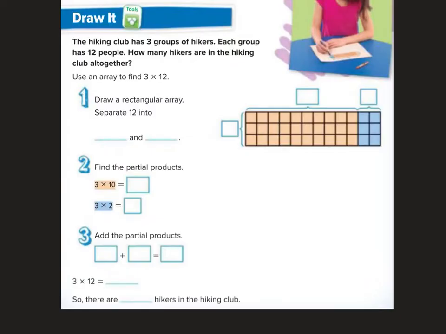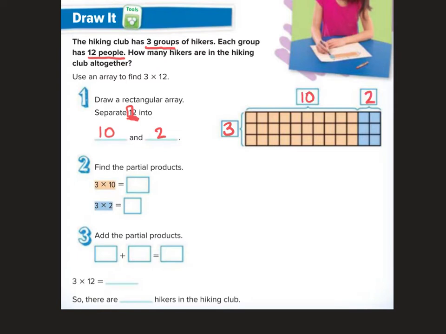The hiking club has 3 groups of hikers. Okay, 3 groups. Each group has 12 people. How many hikers are in the hiking club altogether? So, I've got 3 groups of 12. So I'm going to separate 12 into 10 and 2. Notice the 1 is worth 10 and the 2 is worth 2. Okay, so 10 and 2.